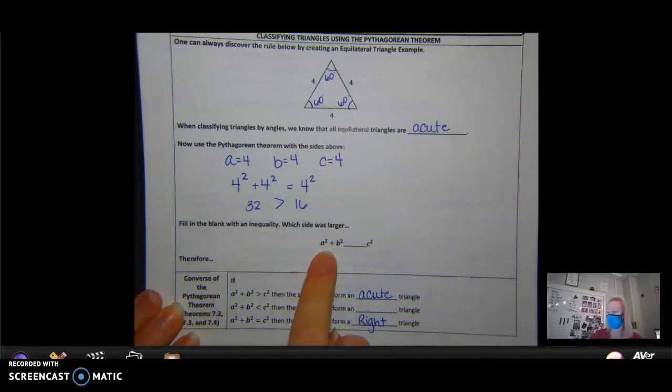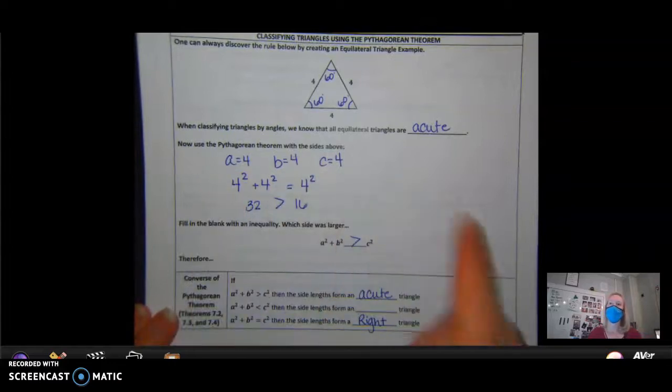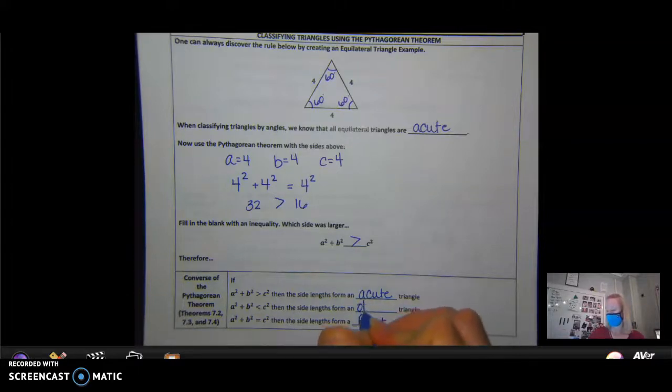Okay. So this is saying the same thing right here: a squared plus b squared is greater than c squared, therefore it's acute. If you ever forget these three things and you're on a test or a quiz, go back and do this example. A 4 by 4 by 4, an equilateral triangle, we know has to be acute. Therefore, a squared plus b squared is bigger than c squared. Let's say I plugged in the numbers and I got a squared plus b squared is smaller than c squared. What kind of triangle do you think that is? Obtuse. Okay.